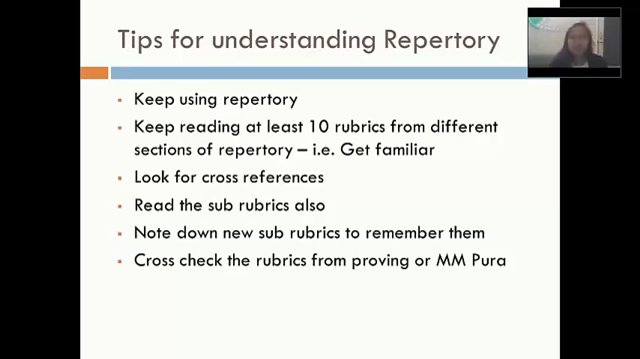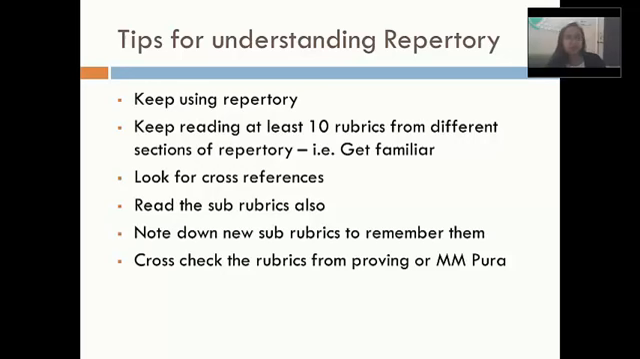Keep reading at least 10 rubrics from different sections of repertory. So that is what I said, get familiar with it. Look for cross references. So in one case, like I showed you that I took haughty and pride along with braggart. So you can look for the cross reference and you can learn in that way.